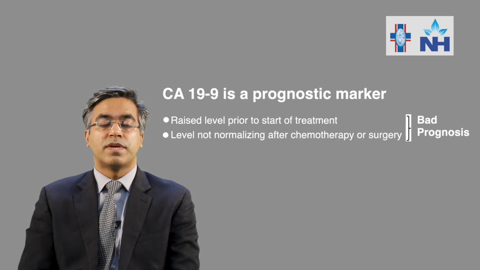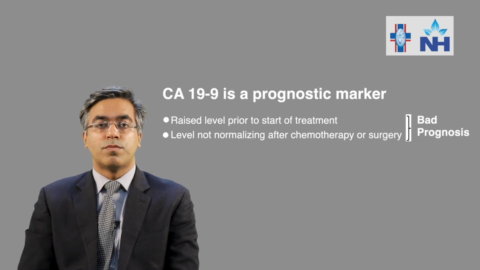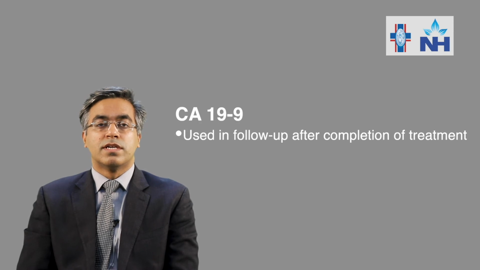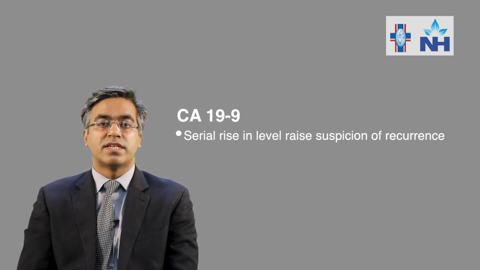By prognostic marker, we mean that patients with a raised CA19-9 prior to start of treatment, or patients where the CA19-9 levels do not decrease after chemotherapy, or CA19-9 not normalizing after the surgical resection, these all situations indicate a bad prognosis. The other utility of CA19-9 is during the follow-up period. Once the treatment is completed, a serial rise in the levels of CA19-9 indicates a very strong suspicion of cancer coming back, or a recurrence of the cancer.